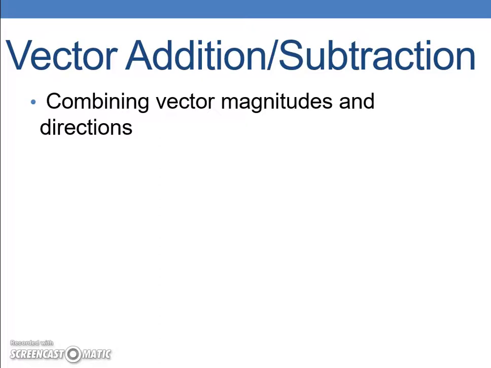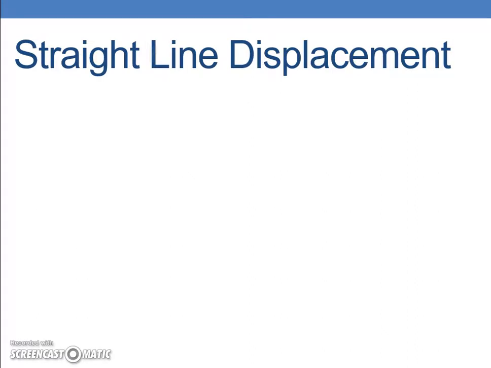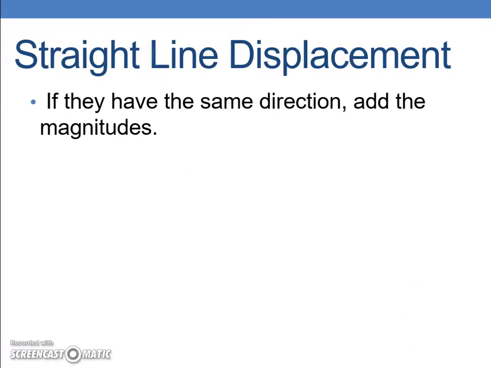So we're going to combine different vectors, or different displacements, by adding or subtracting them. If we're looking at a straight line and they are in the same direction, so if you go north for 5 meters, and then you go north again for 5 meters, you're going north both times. You're going to add those.